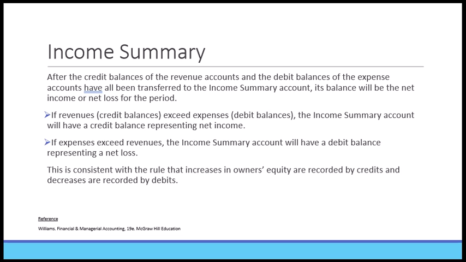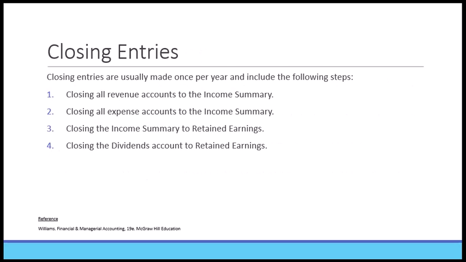It is only used during the closing process, and it's just a little temporary holding tank that we use for revenues and expenses. You're going to see what I mean in just a moment, okay? This income summary account is where we close revenues, it's where we close expenses, and then we move that income summary account into retained earnings. And I'll show you step by step how we do that, okay?